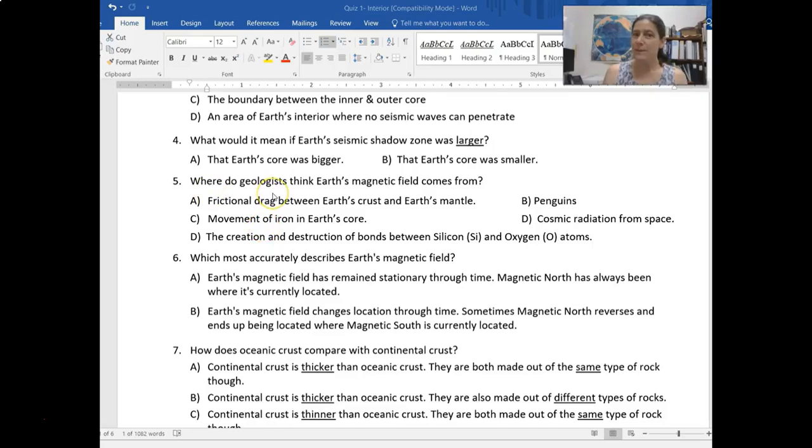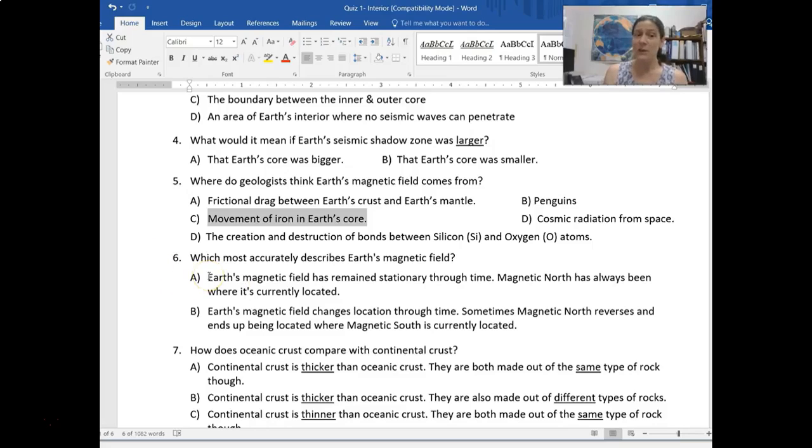Next question, question number 5. Where do geologists think Earth's magnetic field comes from? Does it come from penguins? Hopefully you didn't put penguins. Does it come from cosmic radiation from space? No, space is not making our magnetic field. It's not frictional drag. It's not because of bonds between silicon and oxygen. It's due to the movement of iron in Earth's core. So the answer to number 5 was C.